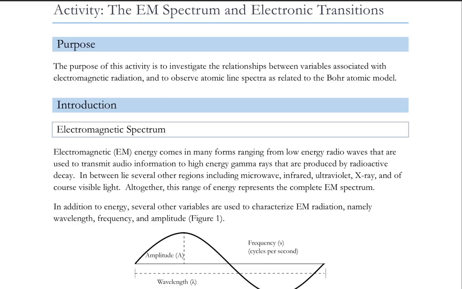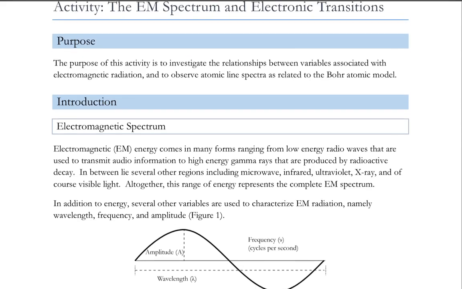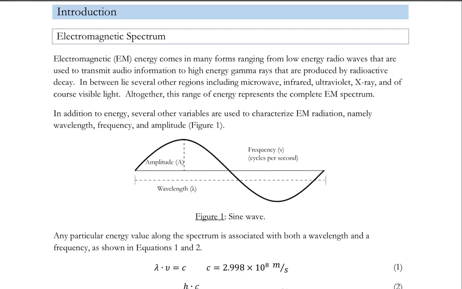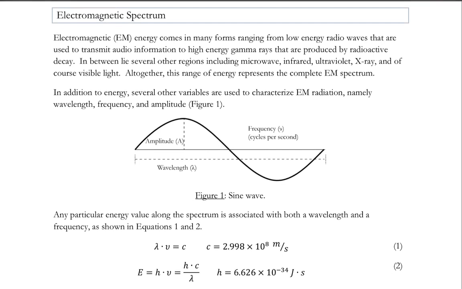For the EM spectrum and electronic transitions activity, we begin by looking at light, or electromagnetic radiation. The electromagnetic spectrum is very wide. It varies from high energy gamma rays to very low energy radio waves. And in between, we have X-rays, UV, visible light, IR light, and microwave radiation. Visible light, of course, is what we see by.